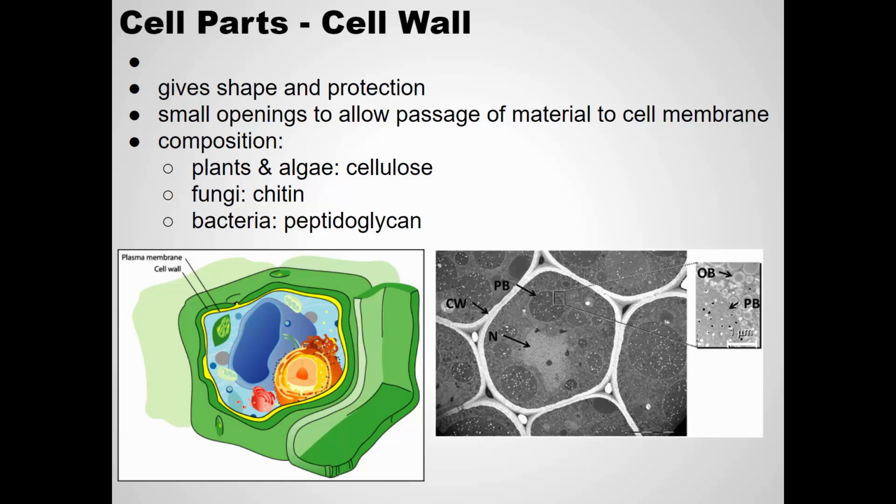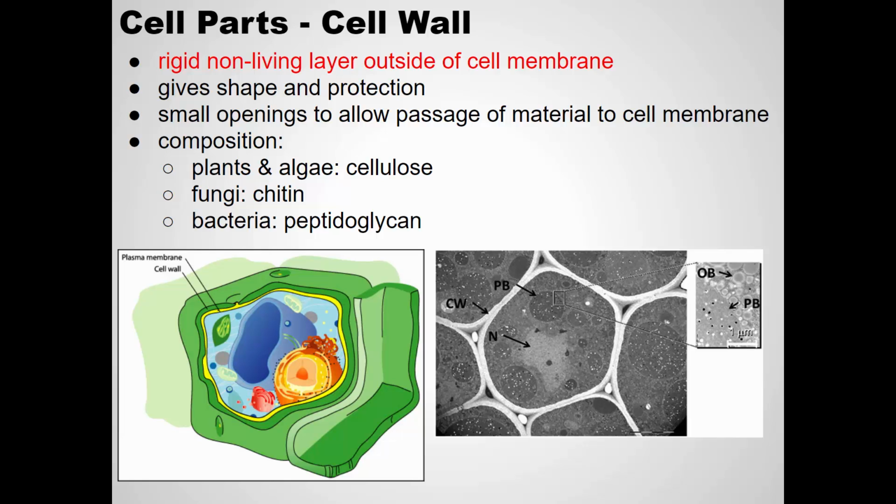Now we have the cell wall. The cell wall is a sort of outer, non-living, rigid layer that's beyond the cell membrane. It helps to give shape to certain types of cells. It has openings, so it's not like the cell membrane in that it's not really selectively permeable. It has passageways through which things can move.